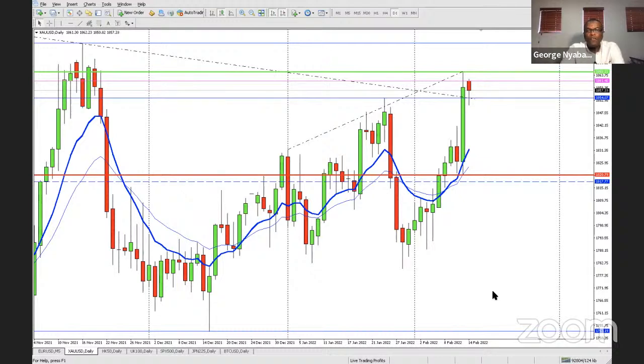Well, if for any reason I was forced, at gunpoint, to take a long trade here, I have to be comfortable putting my stop down here. That's the only place to put my stop.